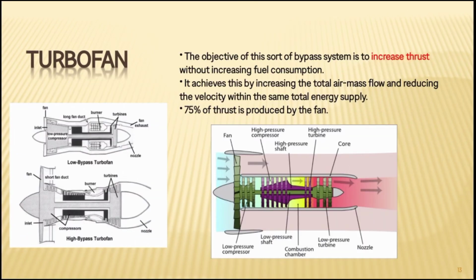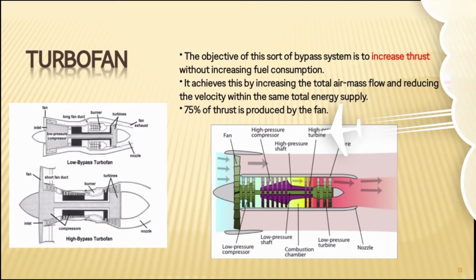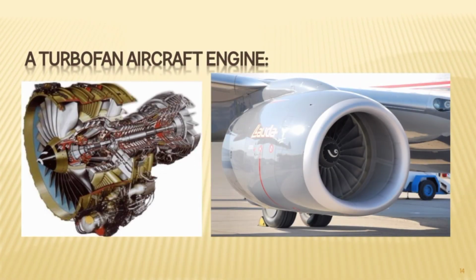Turbofan. The objective of this sort of bypass system is to increase thrust without increasing fuel consumption. It achieves this by increasing the total air mass flow and reducing the velocity within the same total energy supply. 75% of thrust is produced by the fan. These are some examples of turbofan aircraft engines.